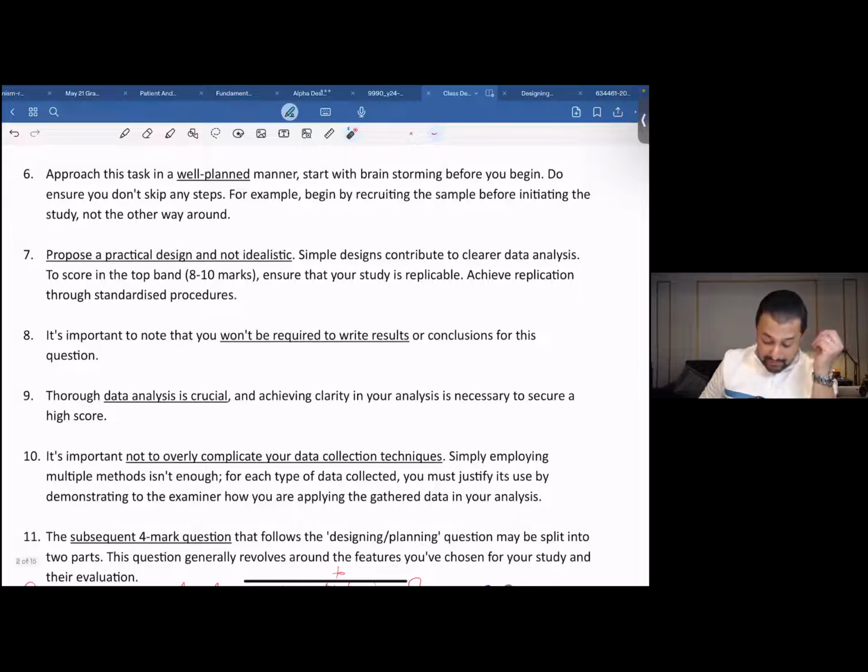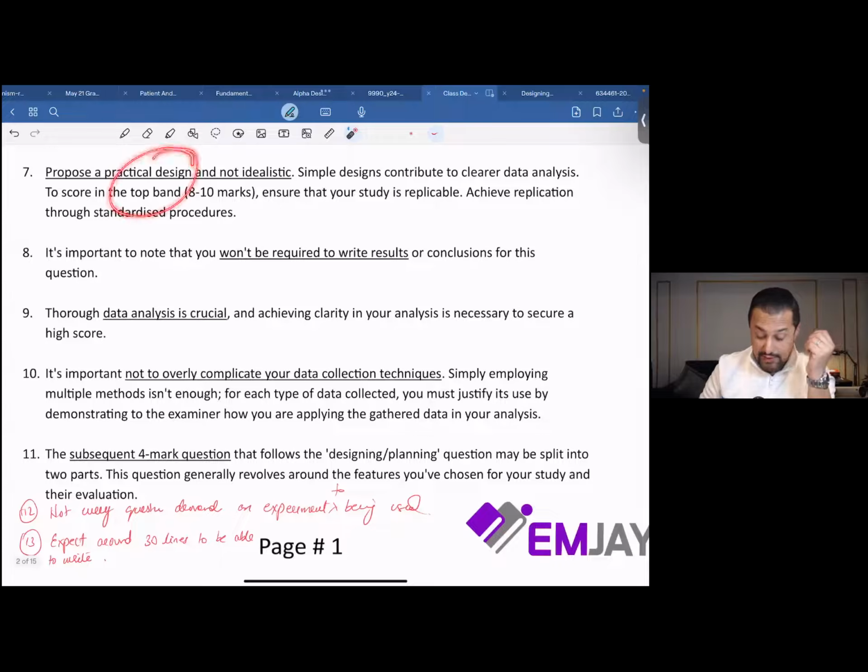Now, taking this ahead, the seventh point, propose a practical design and not an idealistic design, right? Again, a common typical mistake that students tend to make is they want their study to be the best. They want their study to be flawless. Mind it, my dear, we have 12 core studies that are part of the syllabus, and none of them is flawless, right? And these have been conducted by psychologists who've been in this field for a couple of decades too.